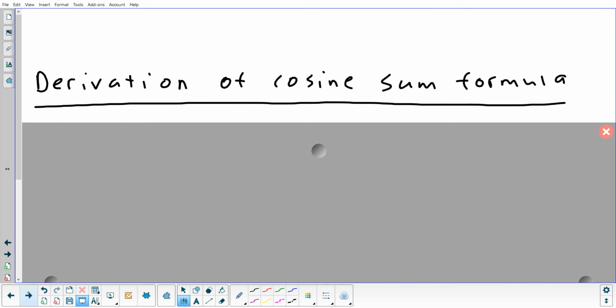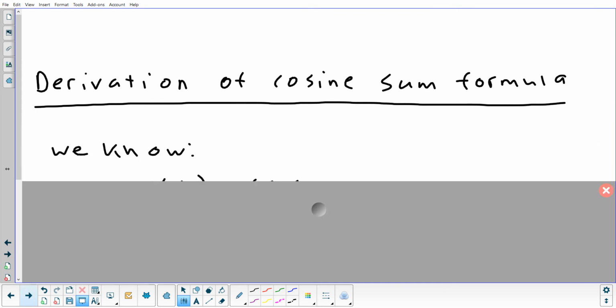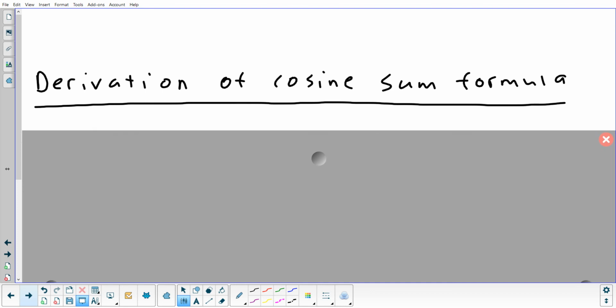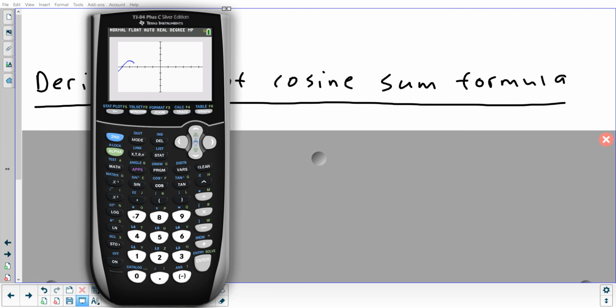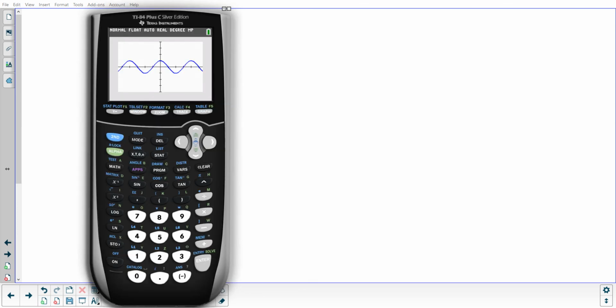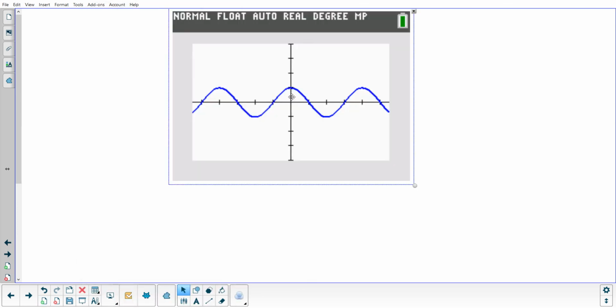All right, so we did cosine of a difference. Let's see if we can figure out how to do cosine of a sum. A couple things are going to come up, and I just want to show you them on the calculator first. Let me graph cosine, and I want you to describe the symmetry that you see. Does anybody see how you could reflect that graph and it would look exactly the same?